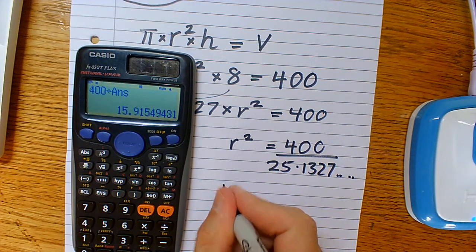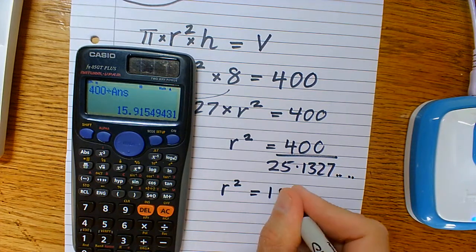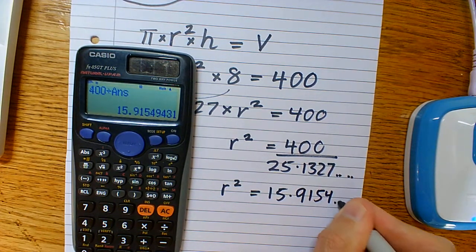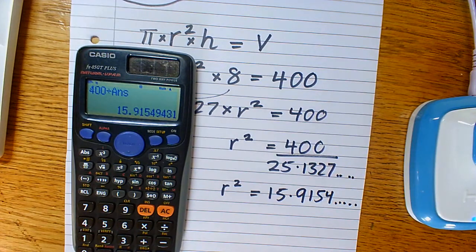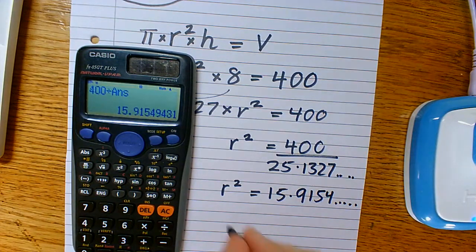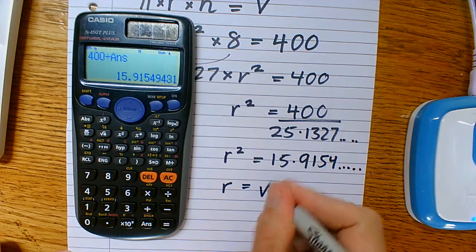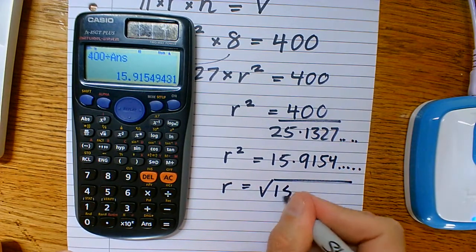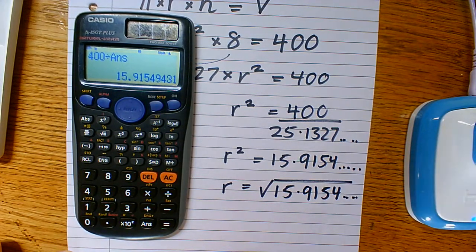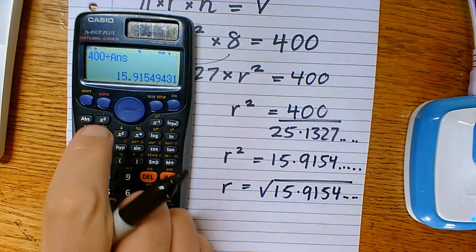So r squared is 15.9154 and so on. We didn't want r squared though, we wanted the radius. So we have to unsquare it, which of course means using the square root. So our answer for r will be the square root of that number, 15.9154, and on it goes. And again, use the answer button.